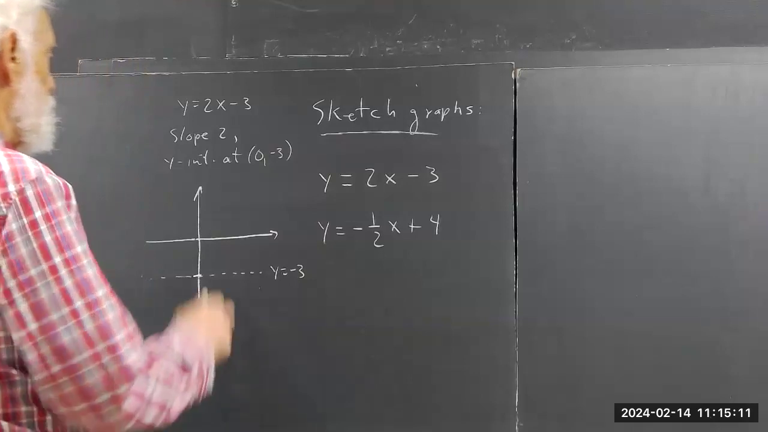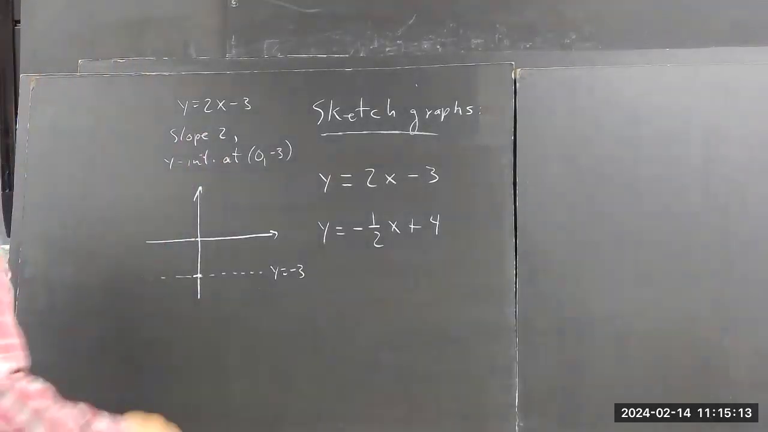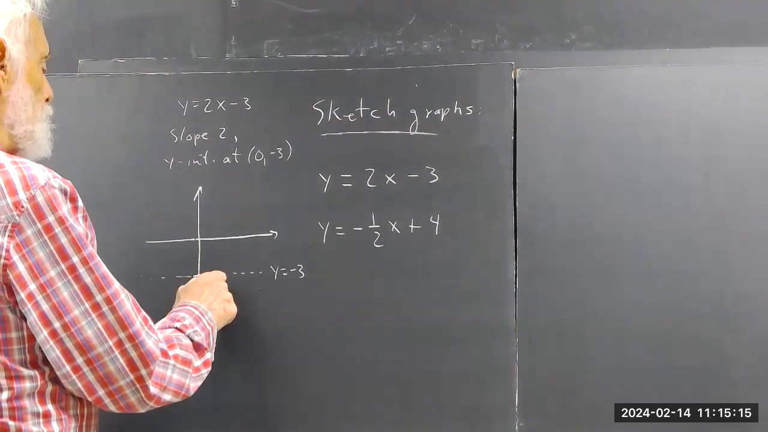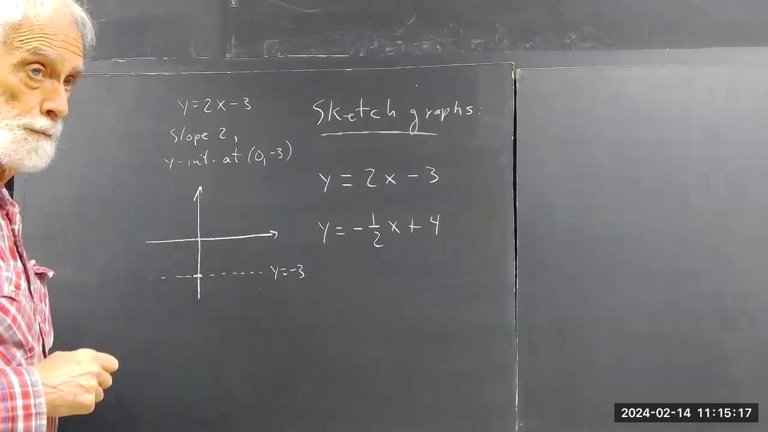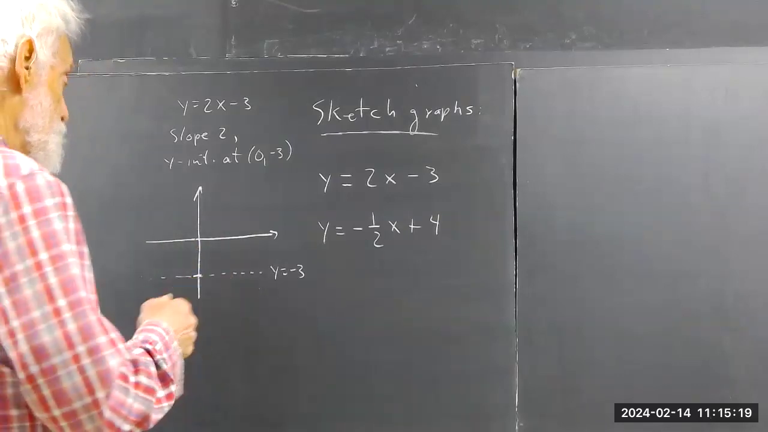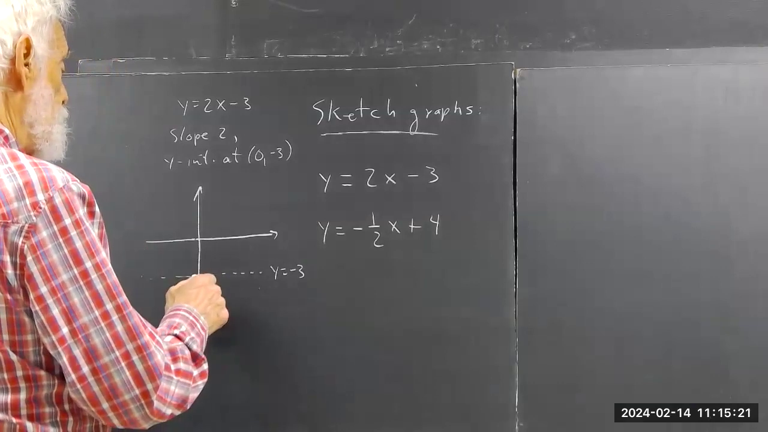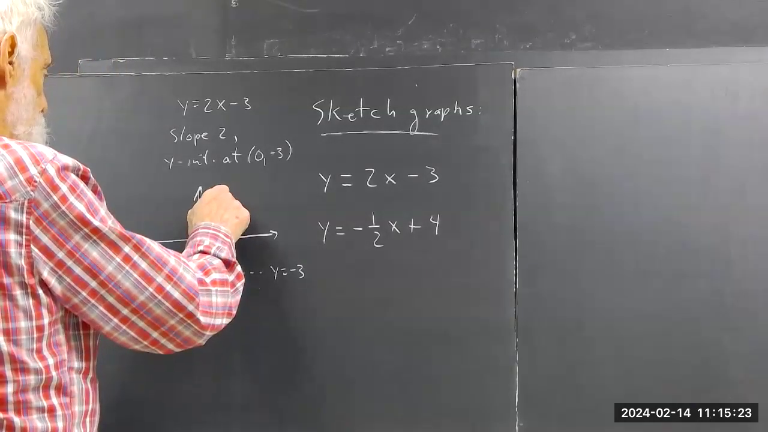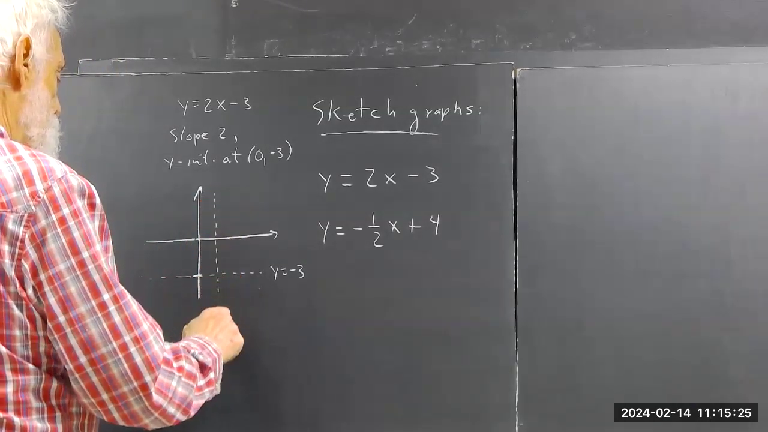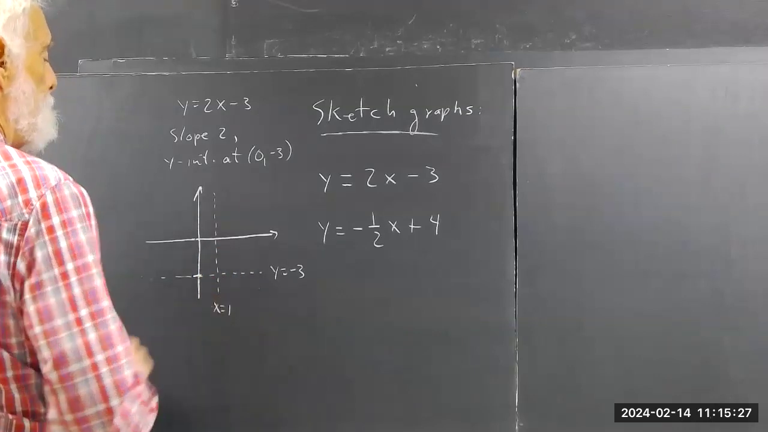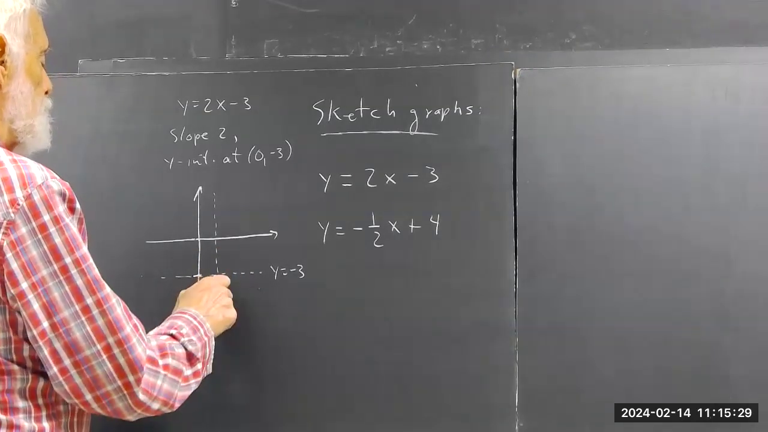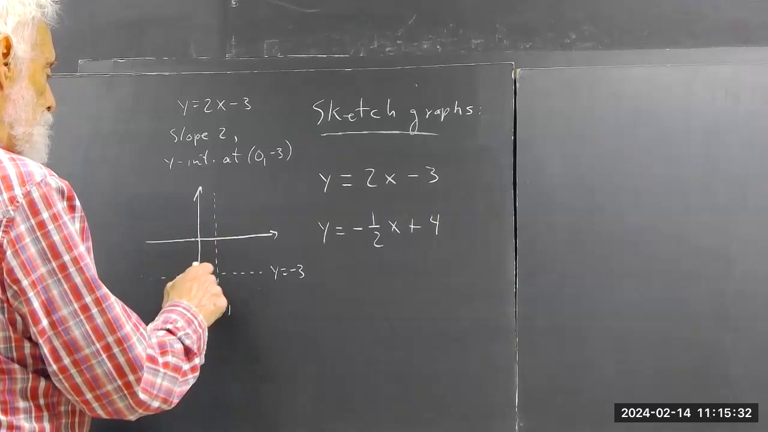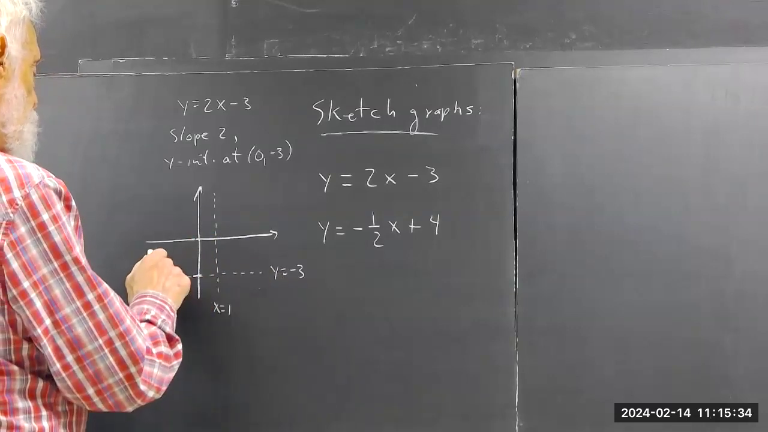Now, what do we mean by a slope of 2? It means every time we go over 1 unit, we go up 2. So for example, if we go over 1 unit to x equals 1, then we're going to have to go up 2 units, which is going to put us at y equals -1.